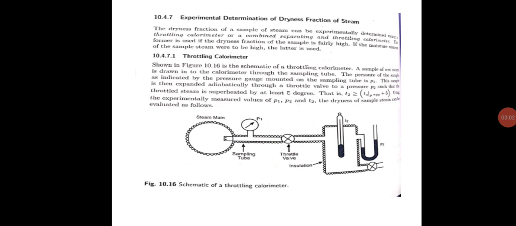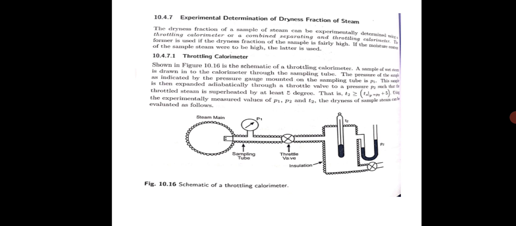Hello students, we should look at the experimental determination of dryness fraction of steam. So we have seen that steam, you have got wet steam, dry saturated steam and superheated steam. In wet steam, basically it contains a combination of water as well as steam. So for wet steam, the dryness fraction varies from 0 to 1. 0 means it is saturated water and 1 is dry saturated steam.